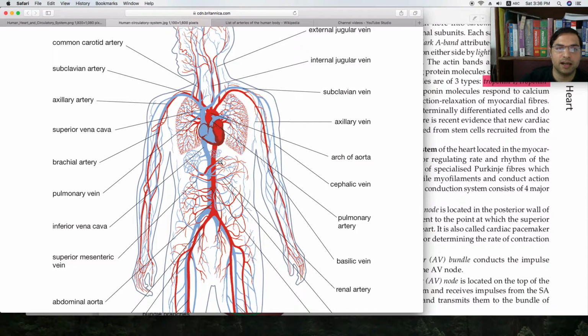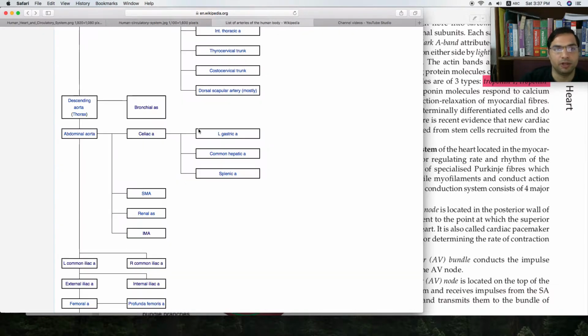Now, here it is not very clear, but this celiac artery gives its first branch as the common hepatic artery, or hepatic artery, which supplies blood from the abdominal aorta to the liver. There is one more branch which goes to the stomach, the gastric artery, and one more branch which goes to the spleen, the splenic artery, right? So three arteries from the celiac artery: gastric artery, common hepatic artery, and splenic artery.